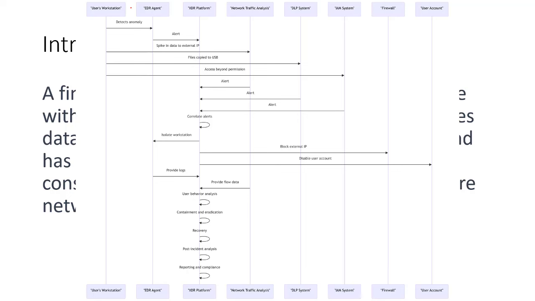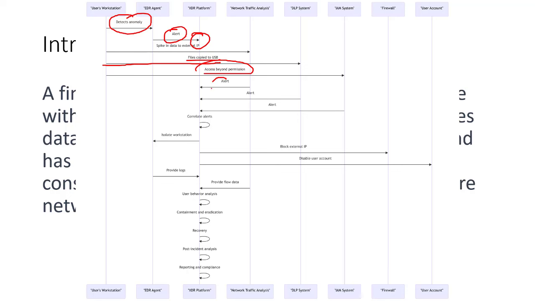So we have a user workstation. It detects an anomaly. Anomaly basically means suspicious activity. The agent was running on the user's workstation, so it alerts the EDR server. The alert was about a spike of data going to an external IP, so it goes to the XDR. The concern is that this is a successful attack, so the file was already copied to USB, okay, which is basically going beyond the permission.